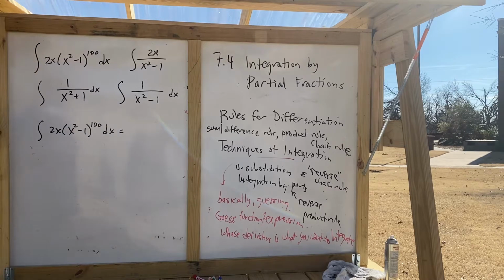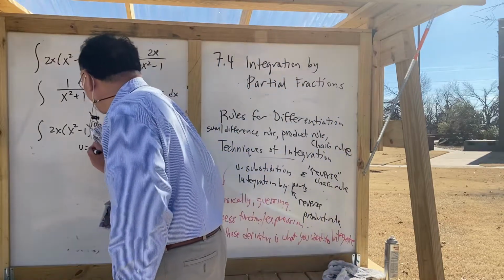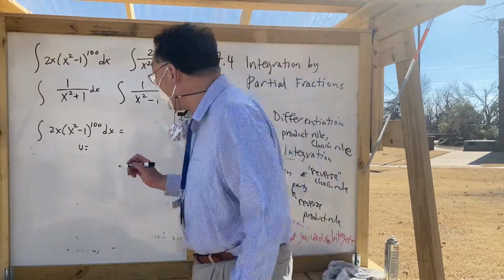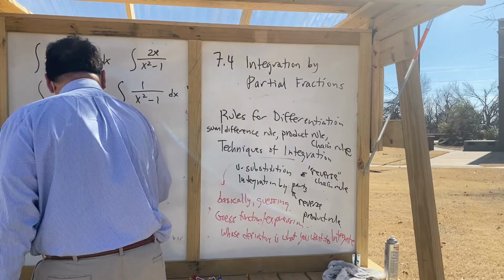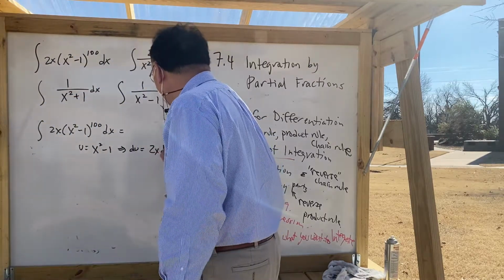So the first one, the integral of 2x times (x squared minus 1) to the 100th power dx. This was the result of a chain rule. Sometimes if you do enough integrals, you can look at the integral and do it in your head. But if you don't have enough practice, you can use a technique called u-substitution. In this case, what would I set u equal to? Yes, x squared minus 1. So du is equal to 2x dx.